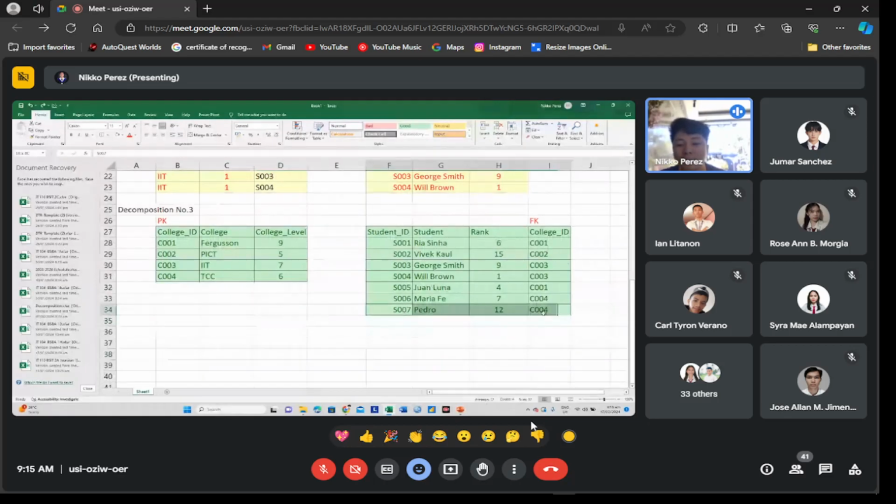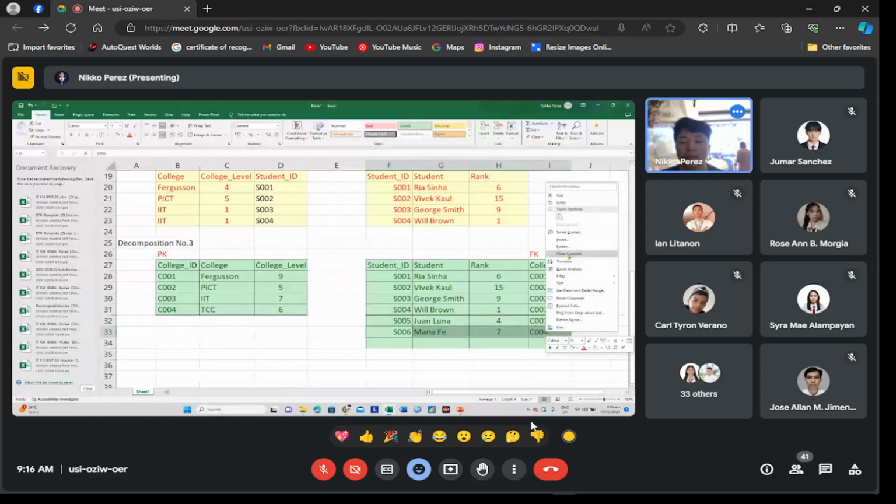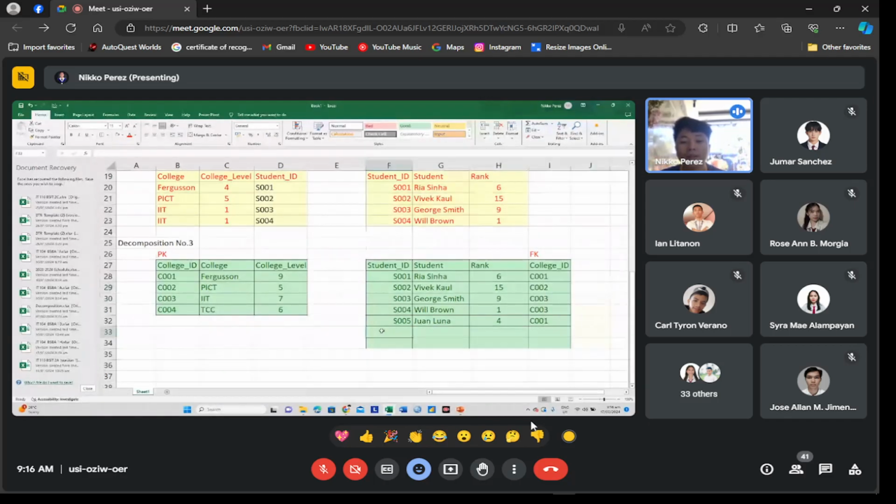It is much easier to delete in the child table. Let's say Pedro did not continue at TCC. So we just clear it, and the mother or parent table is not affected, right? Maria Fe also did not continue at TCC. We just clear it so she is removed from our record.